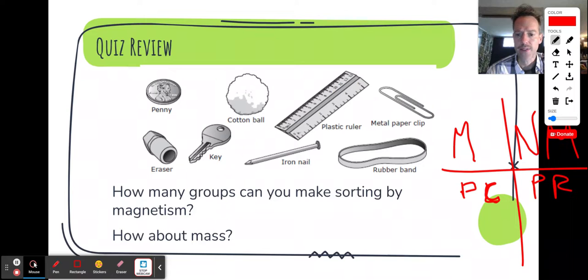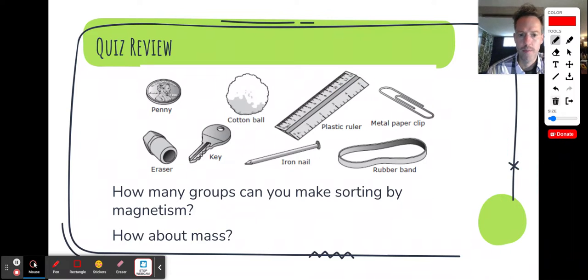What about mass? How many groups could you sort this into for mass? Okay, hopefully you said 2 or more, because you could sort this into a bunch of groups, right? Each one of these items probably has a different mass. So I could probably sort them all. I could sort it into 8 groups because they all have a unique mass, okay?